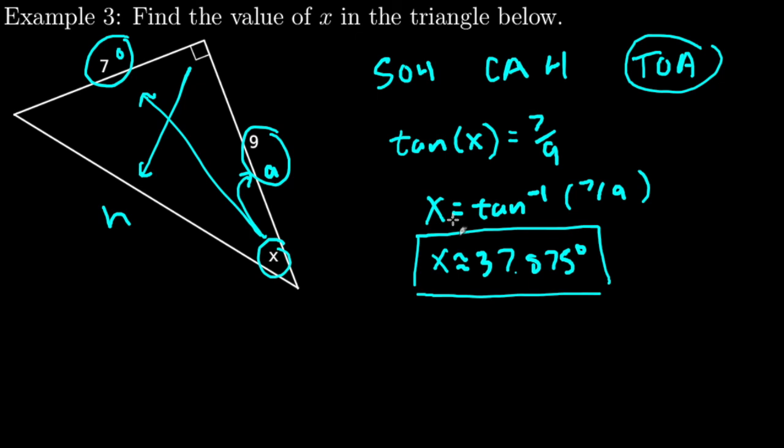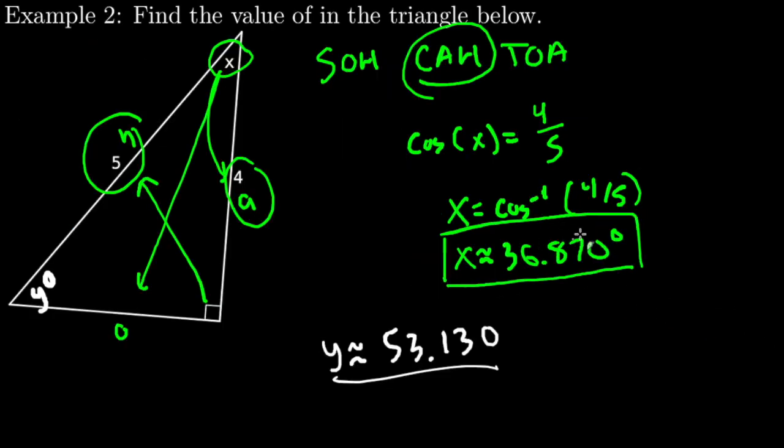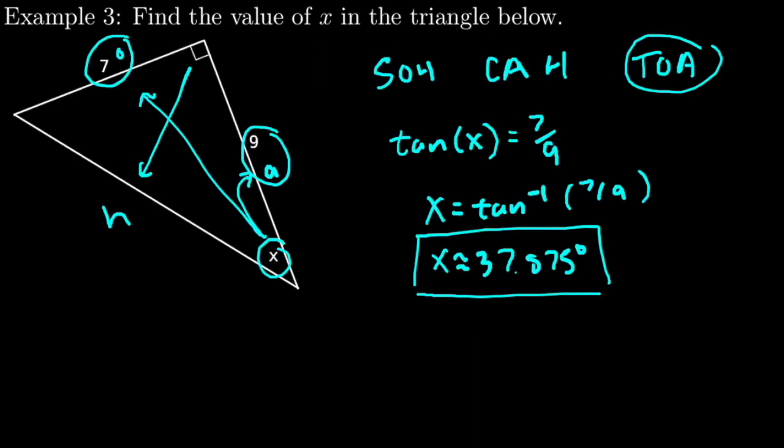And that's it. One thing to be concerned about, or to make sure you're not mistakenly connecting, is that all of our problems got us answers in the 30s. I had 37.875 here, I have 36.870, I had 39 for the first problem. But that doesn't mean that every angle has to be in the 30s.